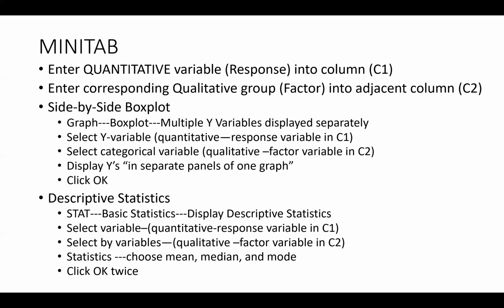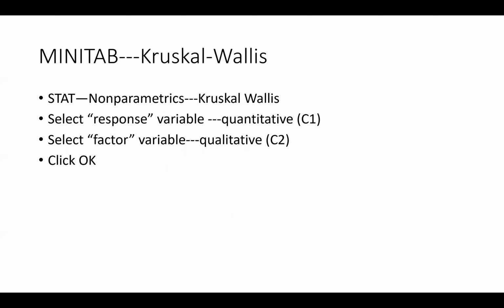And I'll show that to you. This slide walks you through how to create it. If you want to look at the box plot or the descriptive statistics, it walks you through how to do that. For Kruskal Wallis, which is a non-parametric test, the response variable is always the quantitative, the number, and the factor is your qualitative. How are you sorting?